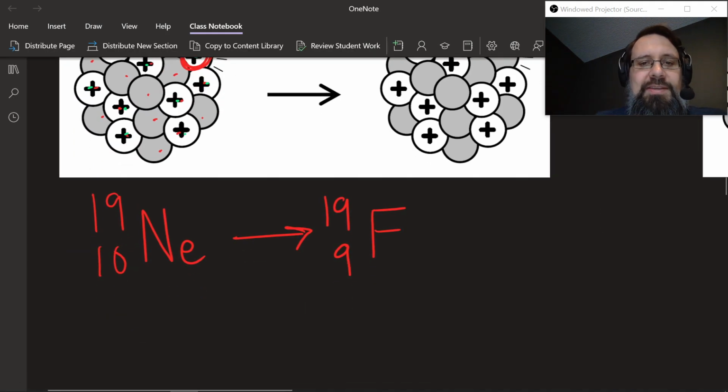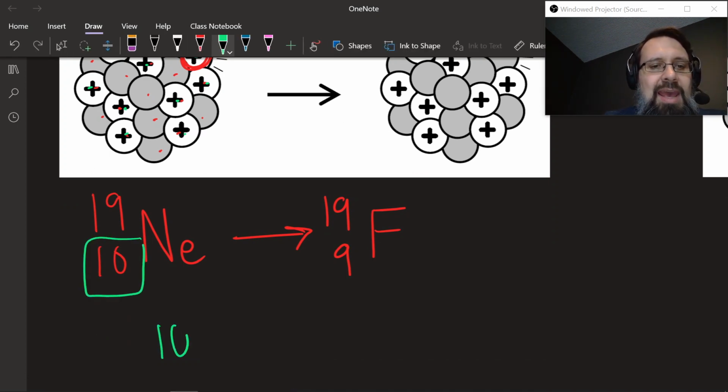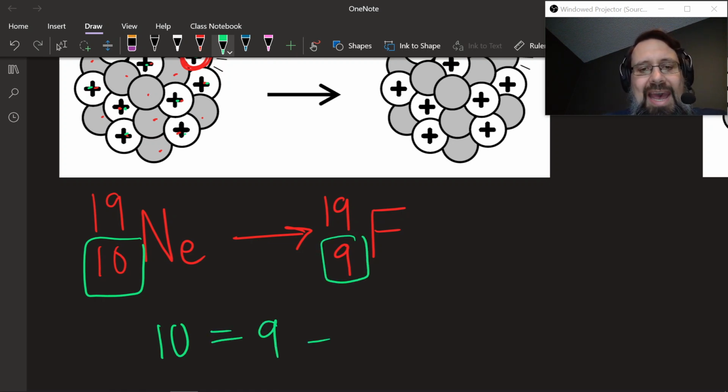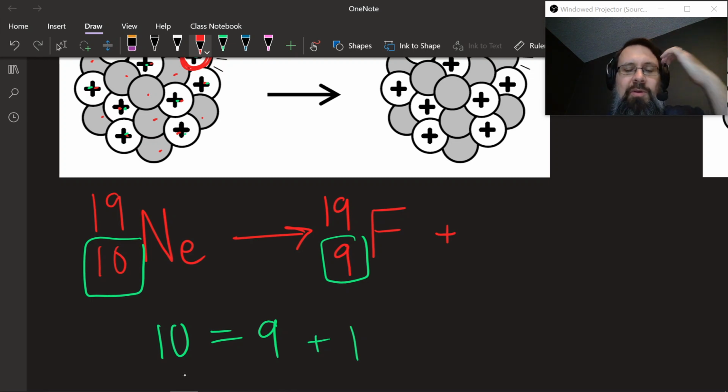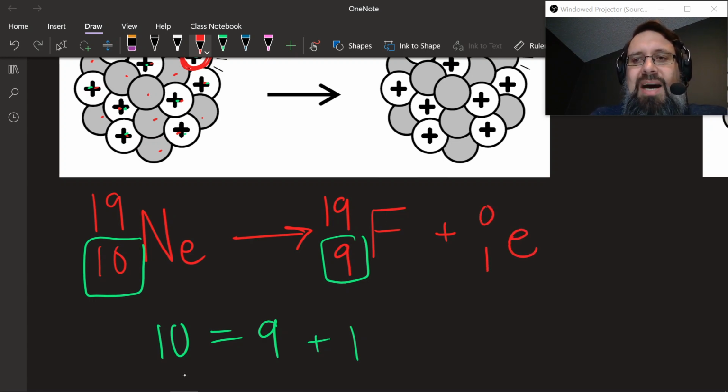But if you look at this, it doesn't work because charge isn't conserved. This number 10 has to be equal to this number 9, and it's not. So we have to add something on here to make them equal, and I have to add a 1 here. You think, what particle has 1? We might think it's a proton. But that doesn't work, because then there would be 20 up here. So what is this thing? It actually turns out, surprisingly, that it's an electron with a positive charge on it.